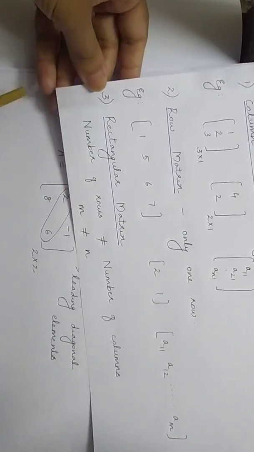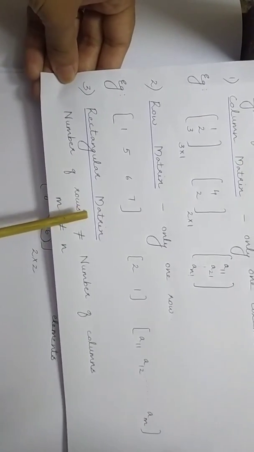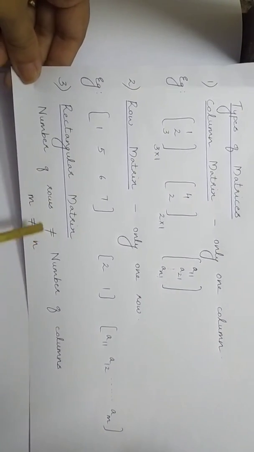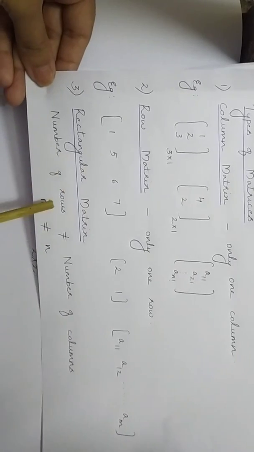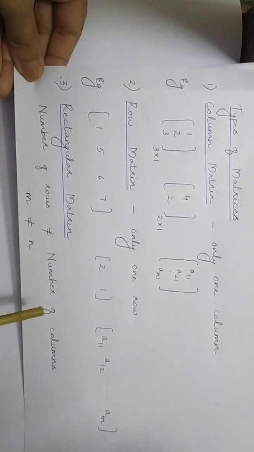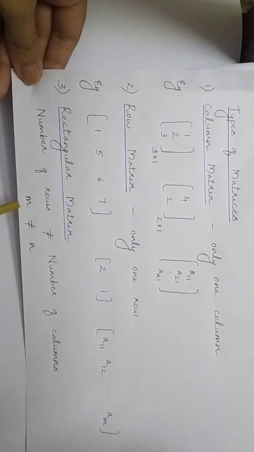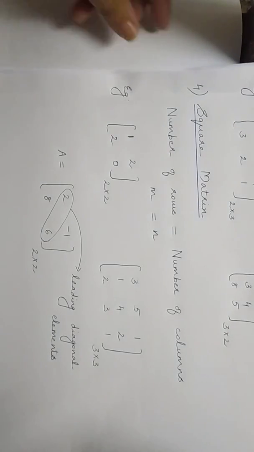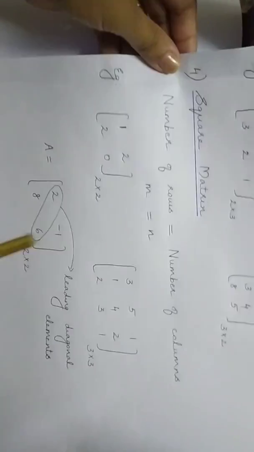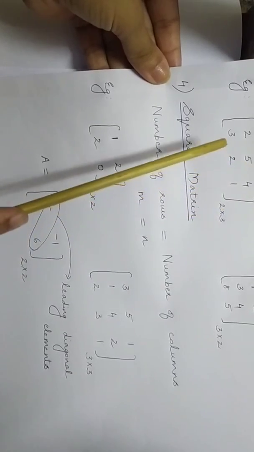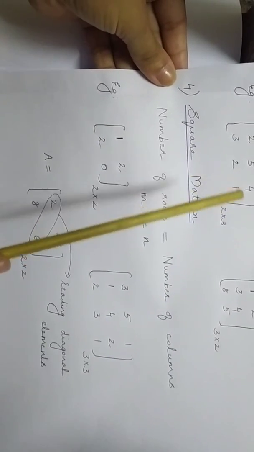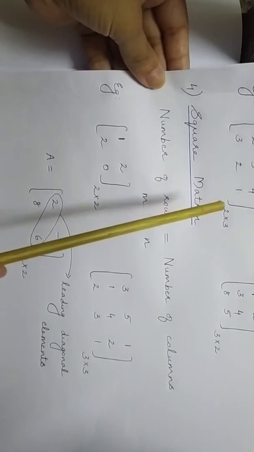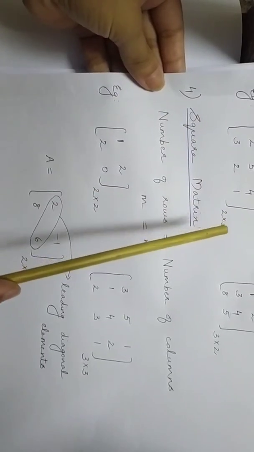Next, the third type of matrix is the rectangular matrix. Rectangular matrix means the number of rows is not equal to the number of columns. We know the number of rows is denoted by m and the number of columns is denoted by the letter n. So this m is not equal to n. For example, the matrix 2, 5, 4, 3, 2, 1. The order of this matrix is 2 by 3. 2 shows the number of rows and 3 shows the number of columns.